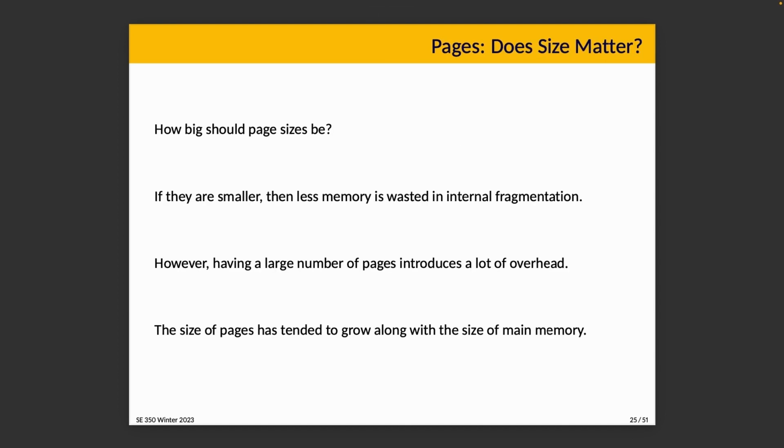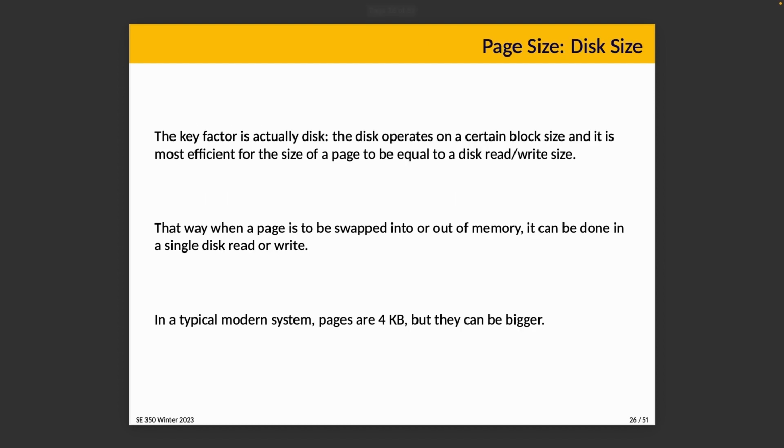Now, page size does have an impact on this. If pages are smaller, less memory is wasted in internal fragmentation, but it does mean more overhead. Pages have grown along with the size of main memory, but as we've already discussed, what has really caused a change in page sizes has more to do with what's going on with disks. It's most efficient for a read or write of a page to be 1 single operation as far as the disk is concerned. And when we do that, it makes them about 4 kilobytes.